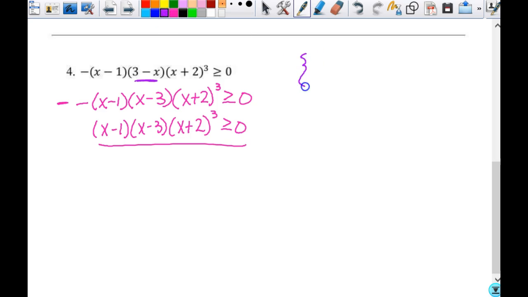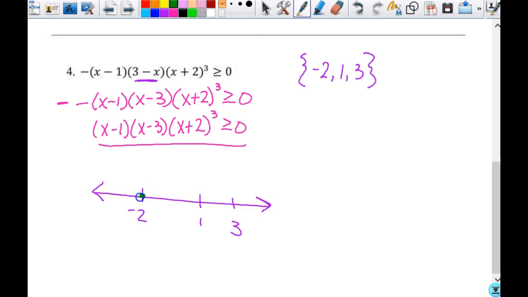All right, so then from there, my zeros, I'd have a -2, 1, and 3. Draw my number line. -2, 1, 3. Open or closed circles? Closed. So remember, I'm using this one right here, not the original one there, because I had to fix it. So if I plug in a -3, that would make that negative. When I plug in a -3 here, what happens? Positive or negative in the end? Negative, because -3 plus 2 is a -1. Then when you cube a negative, you still get a negative. So overall, that one right there would be negative.